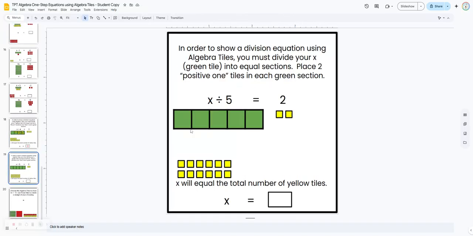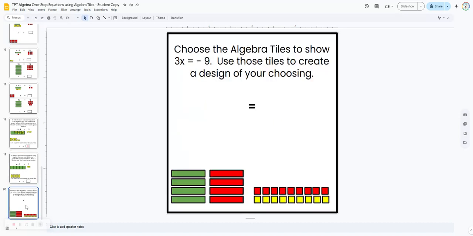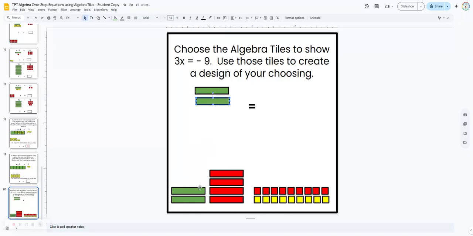Same thing here. x, we've divided it this time into 5 equal groups. They're going to put 2 yellow in each section. Then they're going to count the total to get their answer. When they get to slide 20, first thing they're going to do is use all the tiles to show 3x equals negative 9. So that means 3 green pieces and 9 red.